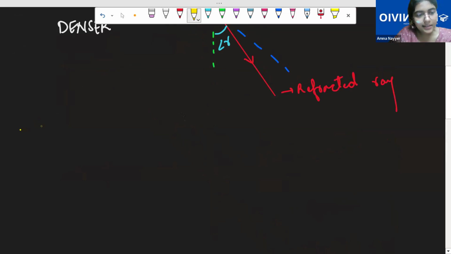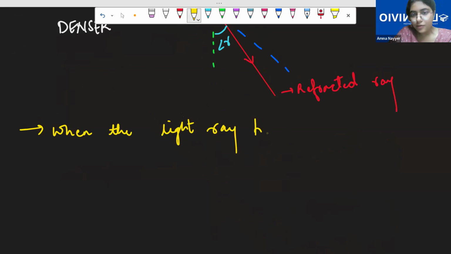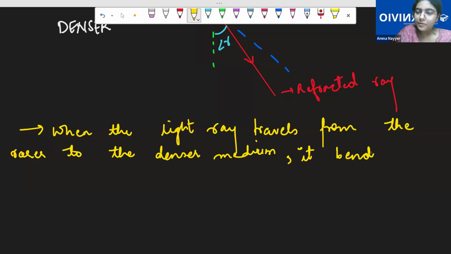So when light ray, I'll just mention a point. When the light ray travels from the rarer to the denser medium, it bends towards the normal. This you have to remember, okay? Towards the normal. Okay, let's say one more case.